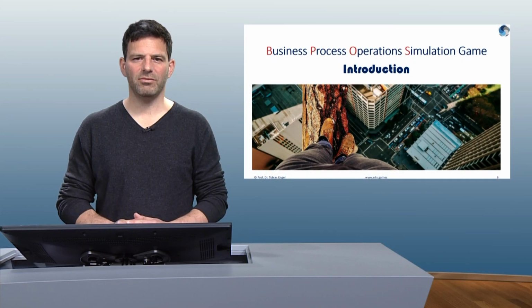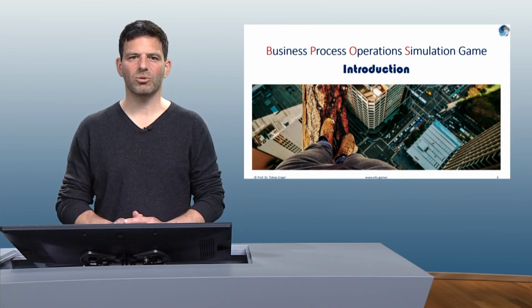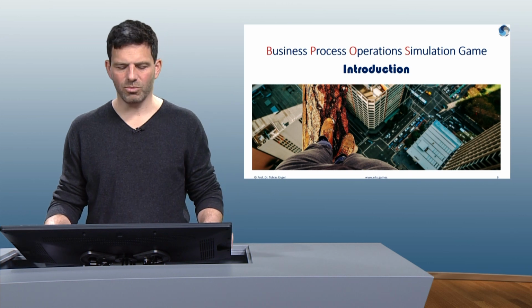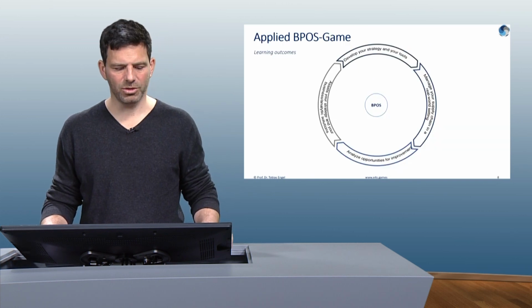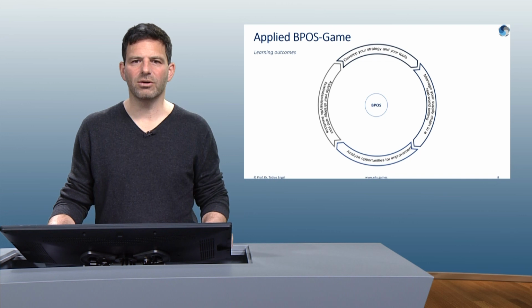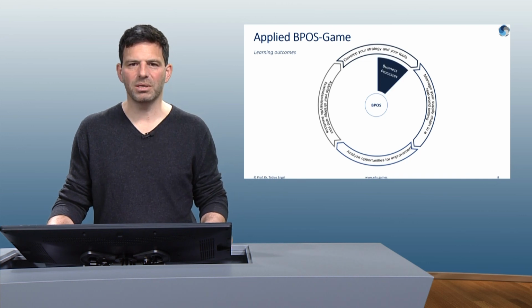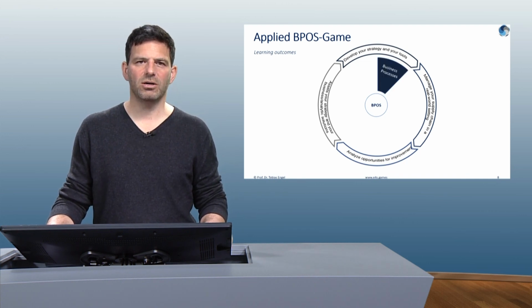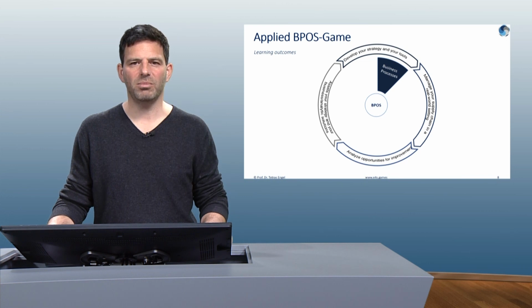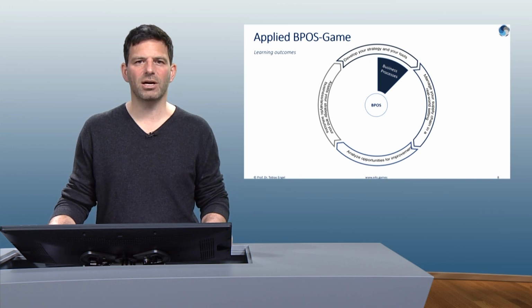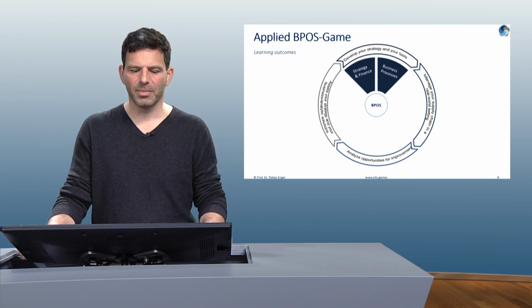Okay, now let's have a look into the Business Process Operation Simulation game and what we're going to do and what we're going to learn. So what are the learning outcomes? The learning outcomes include the business processes on daily activities, for example, plan, source, make and deliver. Also a reflection on strategy and how the different business processes are related to each other, and how they're related to financial performance.